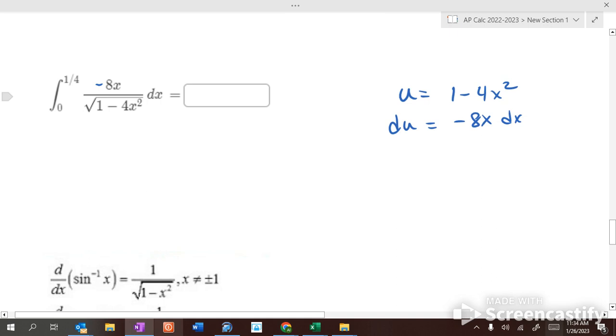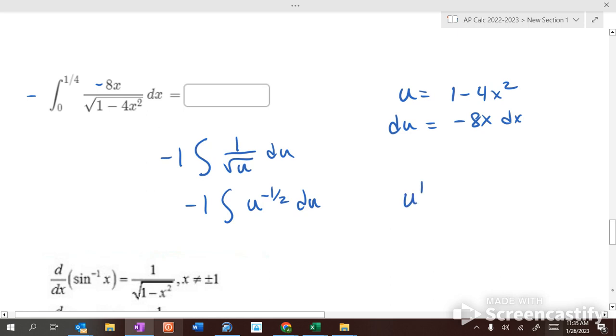Ooh, this is 8x dx. So if I put a negative here, you've got to put a negative on the outside. So we have negative 1 times the integral of 1 over the square root of u du, which I would rather write as negative 1 times the integral of u to the negative 1 half du. All right. Let's integrate. How do we integrate? It's u to the 1 half with a negative 1 in front.